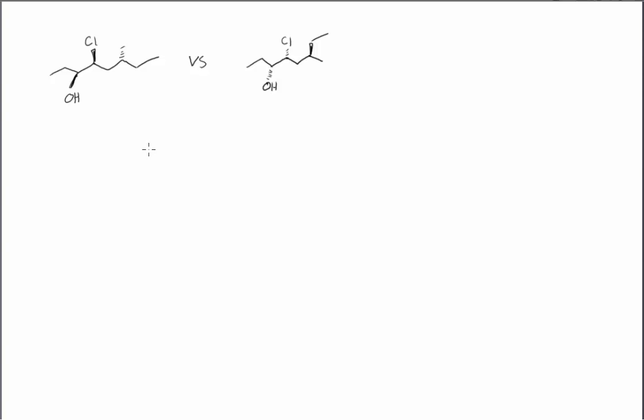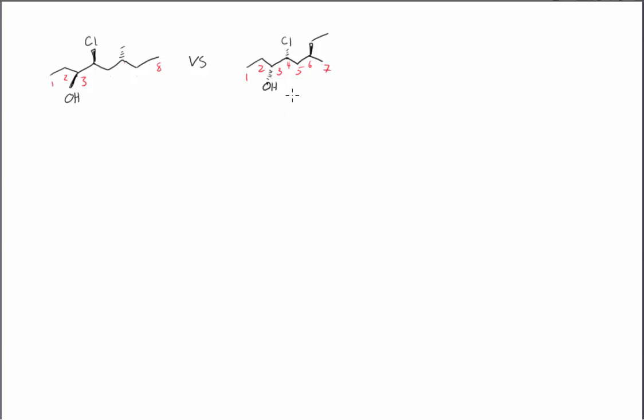Alright, let's think about assigning the relationship between these two molecules. And as we've discussed, the first thing to do is to make sure that they have the same formula. If we count carbons across, we'll count 4, 5, 6, 7, 8. I get 8 carbons across in the left molecule, and 7 carbons across in the right molecule.